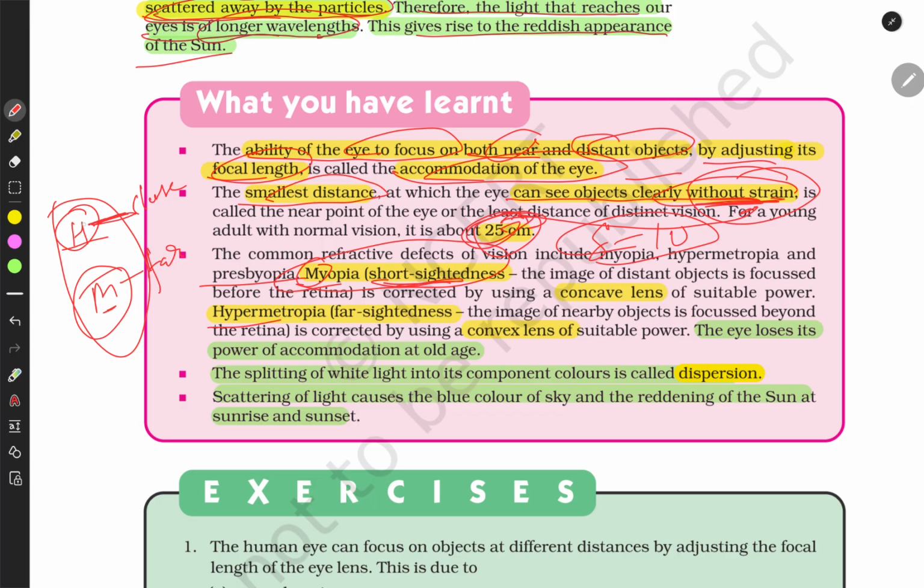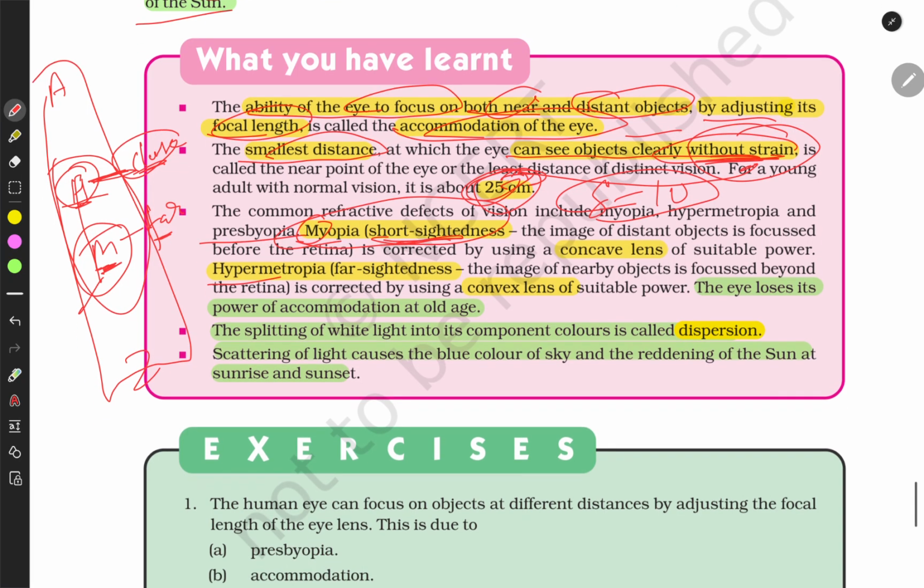H comes first in the alphabetical series A to Z, so it is close, and we cannot see close objects. And M is far, so in myopia we cannot see far objects. These are the defects, and myopia can be corrected by a concave lens, and hypermetropia by a convex lens.